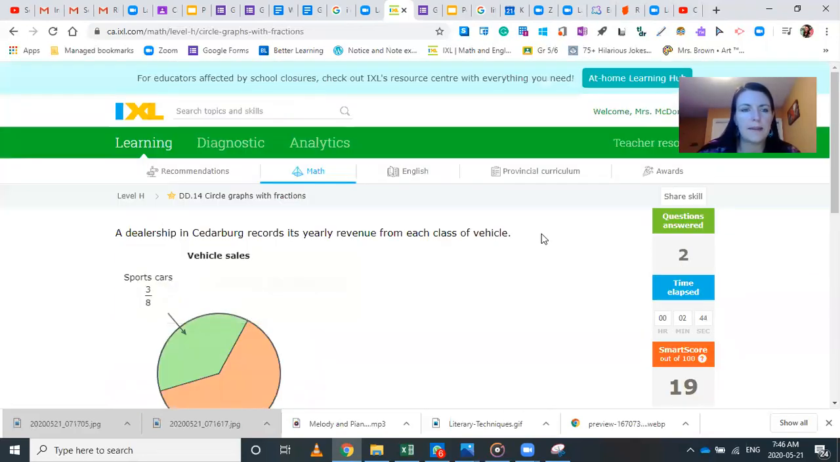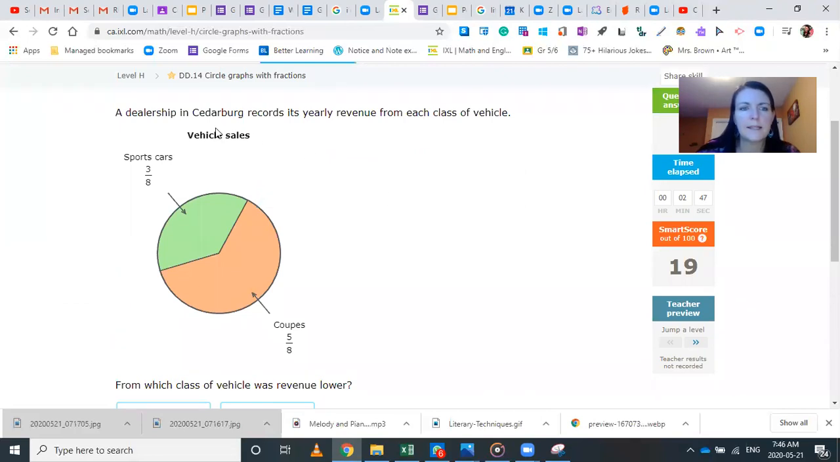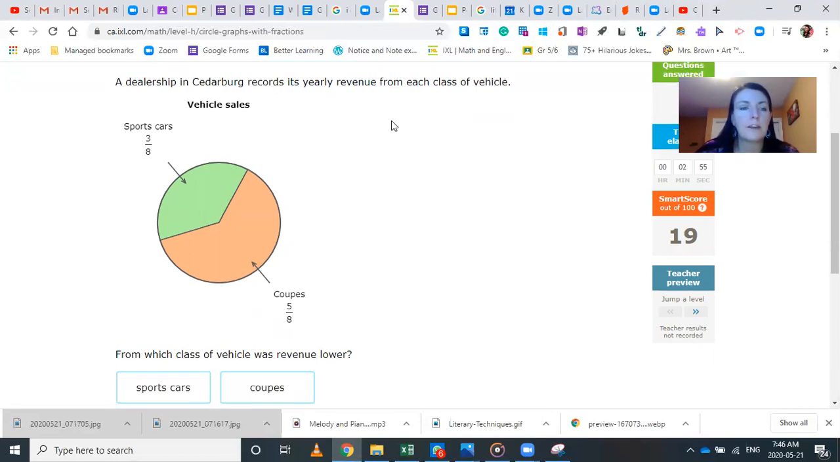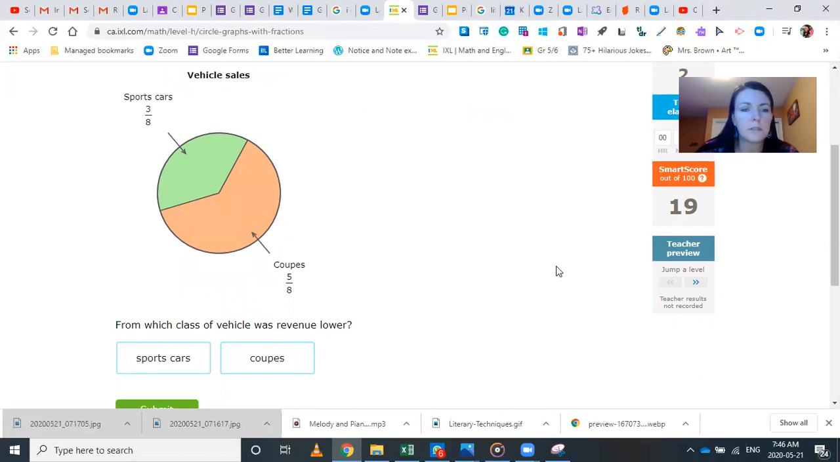Let's look at one more together. A dealership in Cedarburg records its yearly revenue from each class of vehicle. So vehicle sales, you've got sports cars and coupes. So from which class of vehicle was revenue lower? Lower means they brought in less money. And you can see that the smaller piece of pie belongs to sports cars.